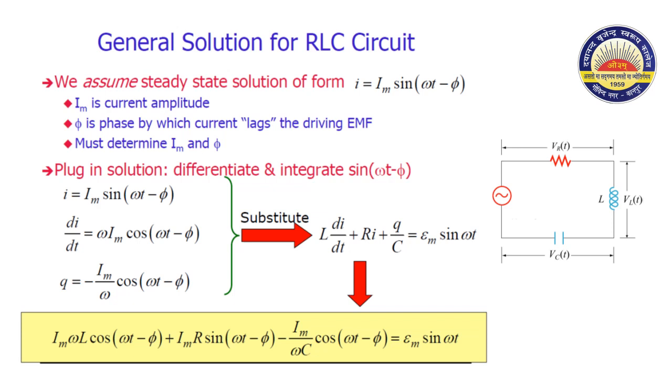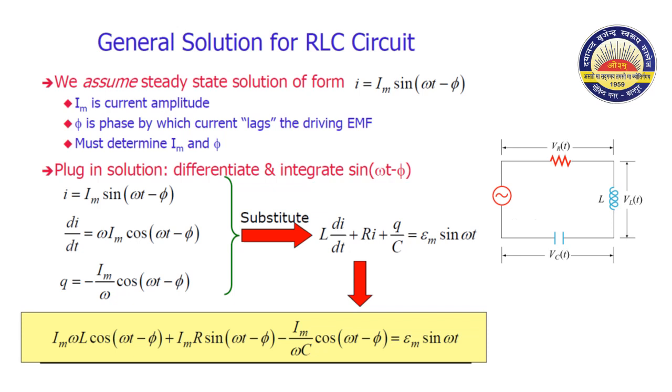So coming to the LCR circuit. So here, as we know that the voltage applied is V equal to V naught sin omega t, but here we are not sure what will be the current, so we will assume that I is equal to Im sin omega t minus phi, where Im is the current amplitude and phi is the phase by which the current lags the driving voltage. So here we have to find the value of Im and phi.